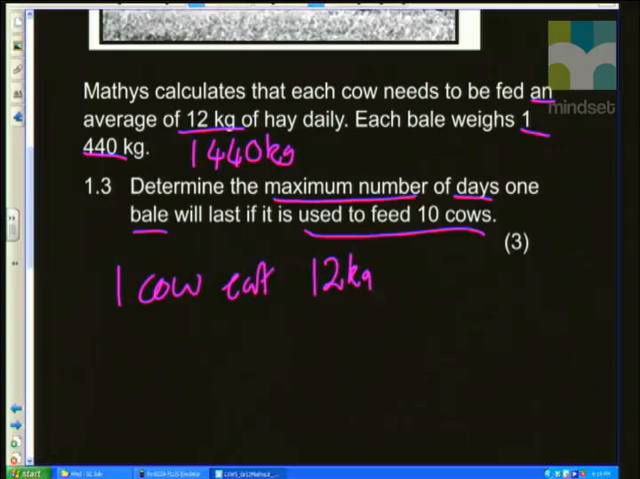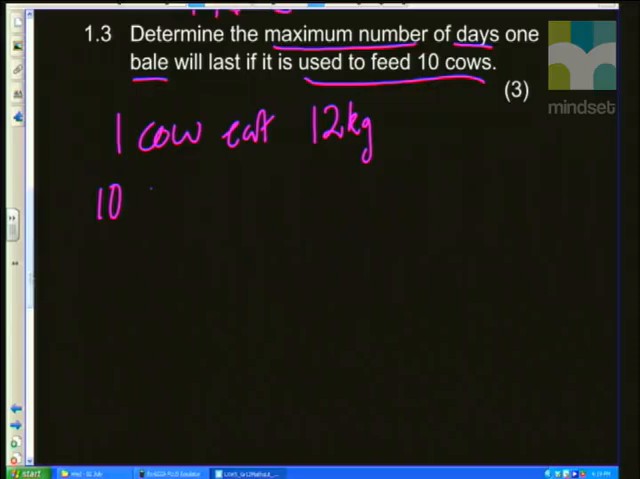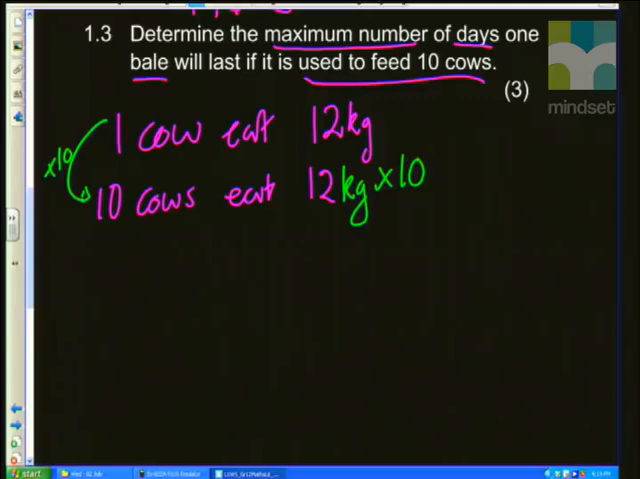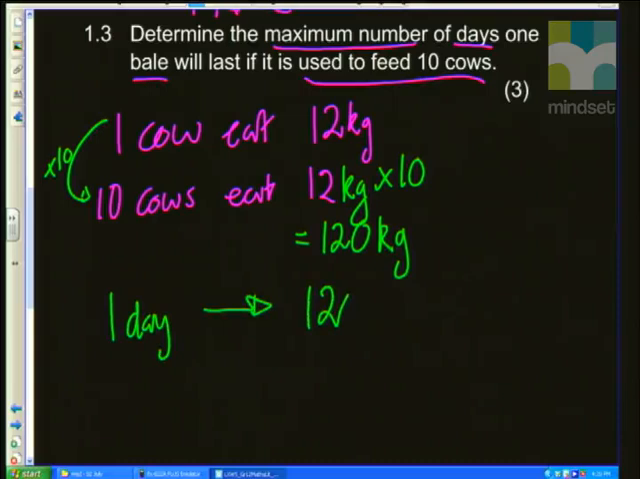This is a ratio problem, and we can set it out like this. One cow eats 12. What did I do to the 1 to make it 10? Well, I multiplied by 10. So what must I do to the 12 kilograms? I must clearly take the 12 kilograms and multiply that by 10. So if I do that, I will find that they eat 120 kilograms in one day. So remember, one day for 10 cows is equivalent to 120 kilograms.